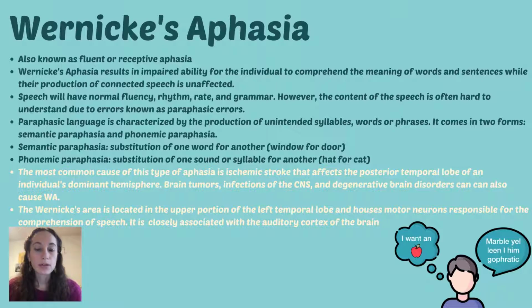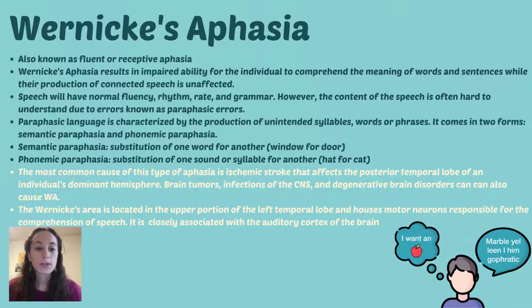Errors produced in the speech of people with Wernicke's aphasia are known as paraphasic language. This language is characterized by the production of unintended syllables, words, or phrases, and comes in two forms: semantic paraphasia and phonemic paraphasia. Semantic paraphasia is the substitution of one word for another. For example, an individual may be trying to refer to a door and instead produce the word window. Phonemic paraphasia is the substitution of one sound or syllable for another. This can be seen for an individual trying to produce the word hat and instead saying cat.